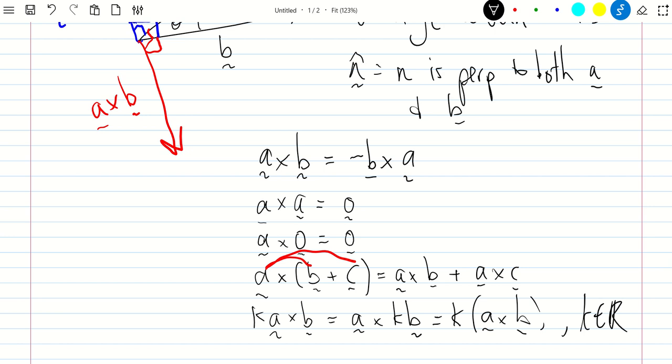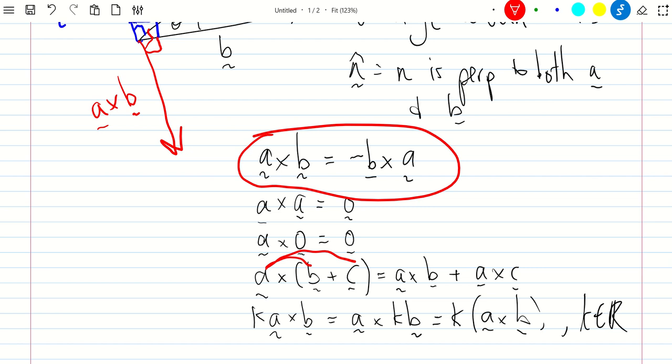So there are a couple of properties of how the cross product works. The only one really particular to the cross product that you need to be aware of, that's very different to the dot product, is that you can't reverse the order. So be really, really careful not to do that when you're simplifying expressions.